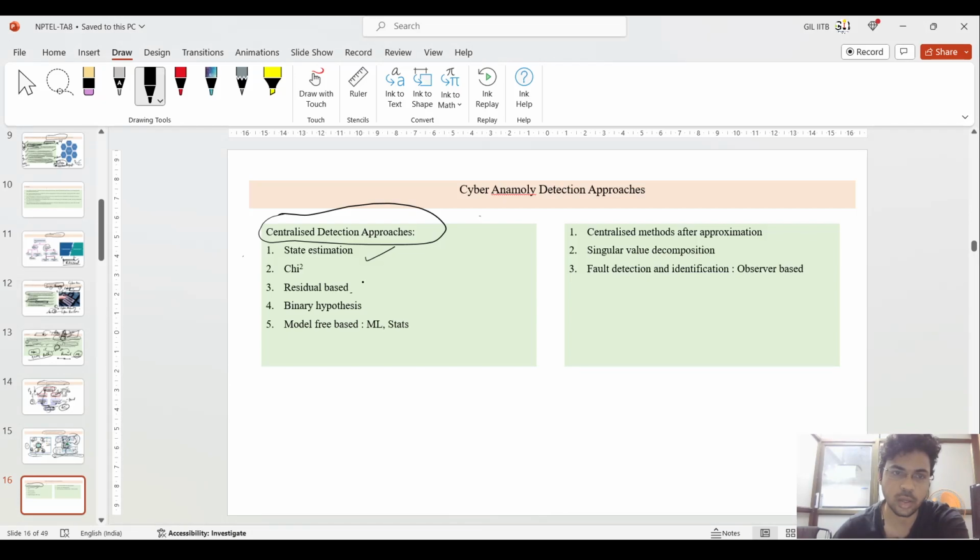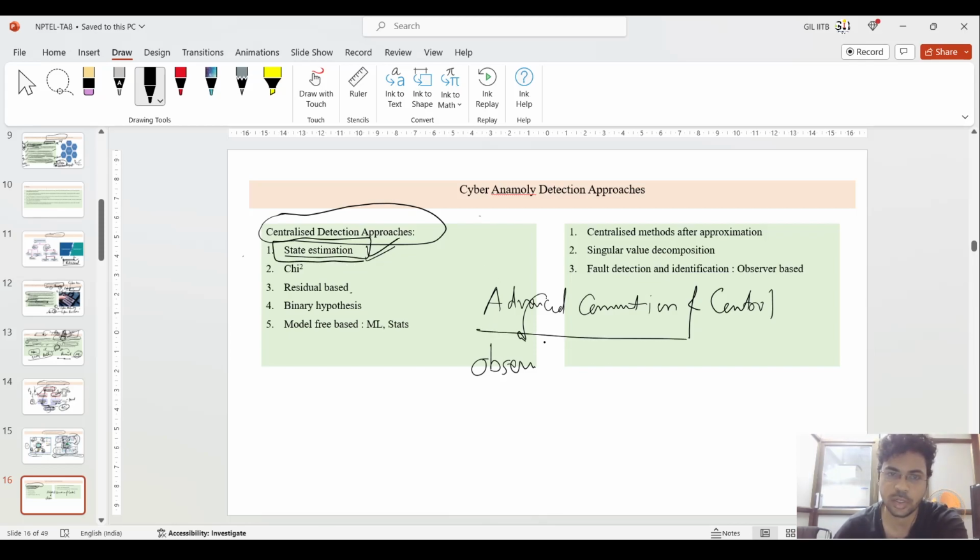Coming to this methodology part, there are certain centralized detection approaches. What Gokul was saying initially, that observability kind of thing, actually comes in the advanced communication feature and the control feature. So state estimation is one of that part. That state estimation comes from the control feature. And the chi-square is one of the methods, and residual based binary hypothesis. These are all the methods which are being introduced in the centralized detection approach.